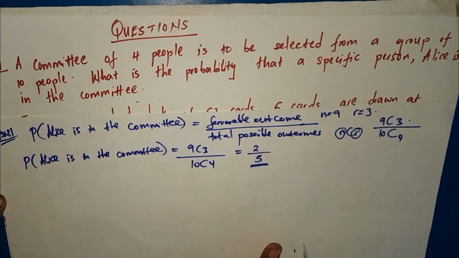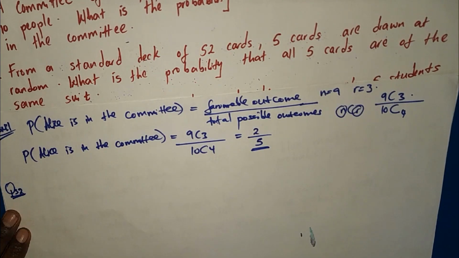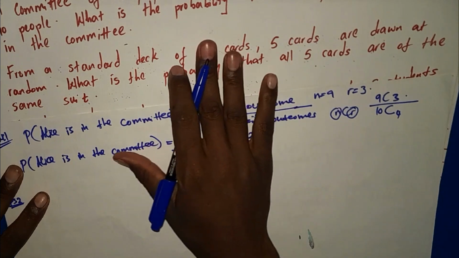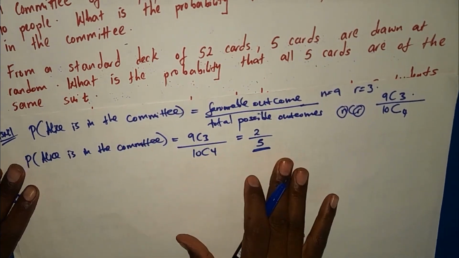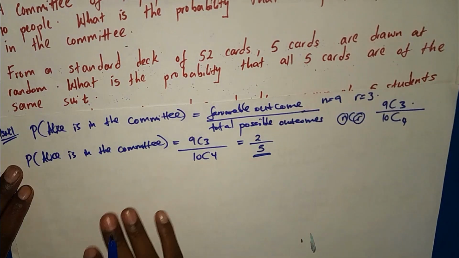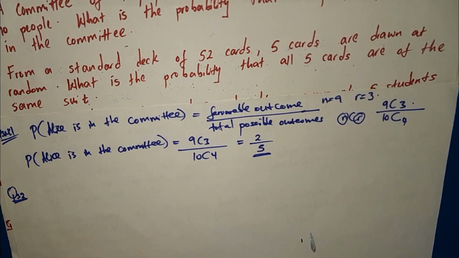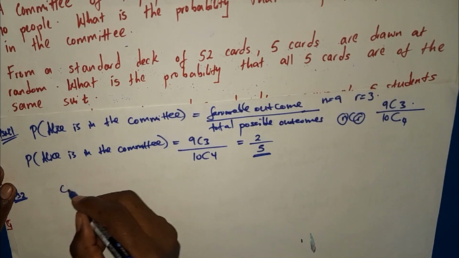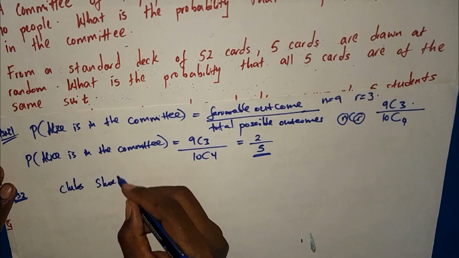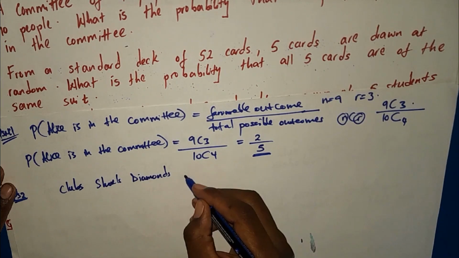Let us move on to the second question. From a standard deck of 52 cards, 5 cards are drawn at random. What is the probability that all 5 cards are of the same suit? We have agreed that these 52 cards are made of 4 suits. These suits include the clubs, the spades, diamonds, and hearts.